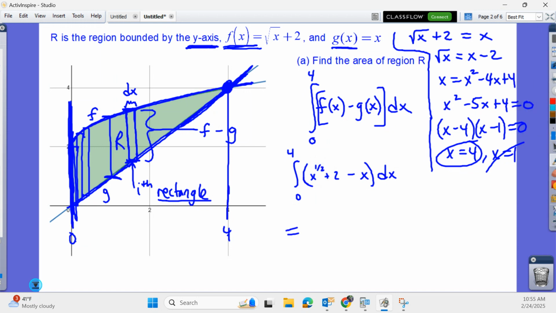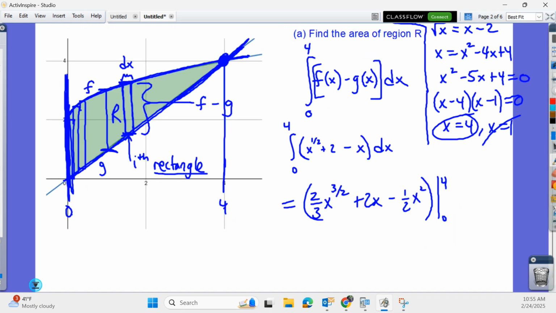So what we get is 2/3 x to the 3/2, right? Add 1 to the power, divide by the new power. Since it's a fraction, just multiply by the reciprocal. Plus 2x minus 1/2 x squared. Okay? And we're going to evaluate that from 0 to 4.